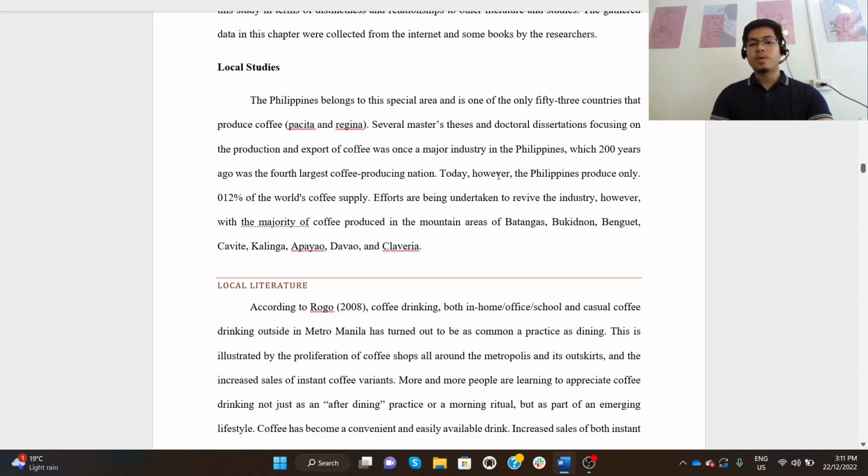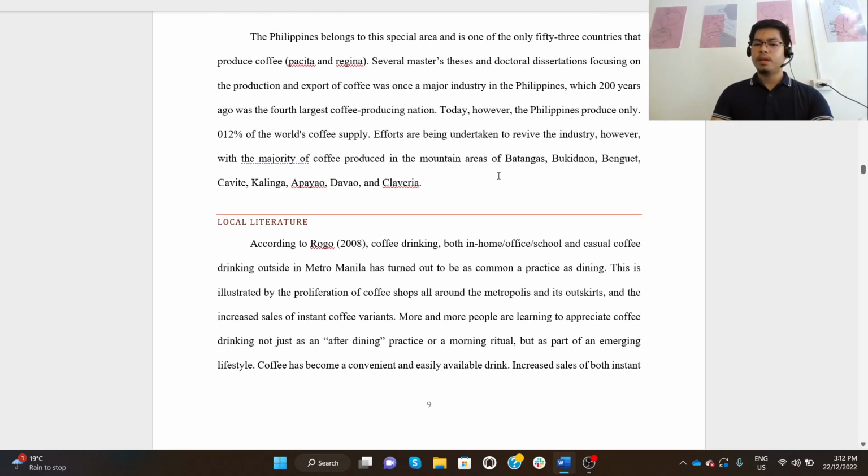The Philippines belongs to this special area and is one of the only 53 countries that produce coffee, pasita, and regina. Several master's theses and doctoral dissertations focus on the production and export of coffee, which was once a major industry in the Philippines, which 200 years ago was the fourth largest coffee producing nation. Today, however, the Philippines produces only 12% of the world's coffee supply. Efforts are being undertaken to revive the industry, however, with a majority of coffee produced in the mountain areas of Batangas, Bukidnon, Benguet, Cavite, Kalinga, Apayao, Davao, and Claveria.